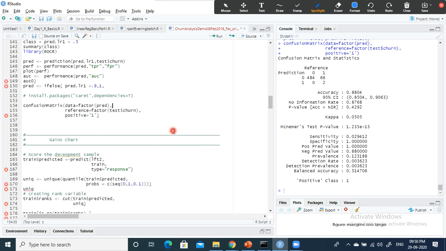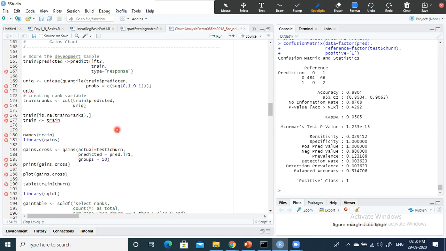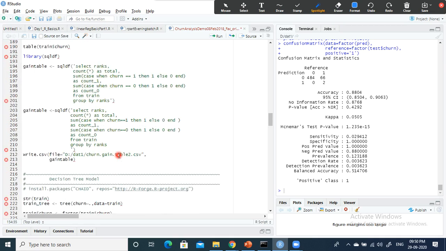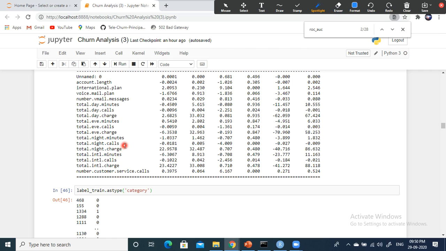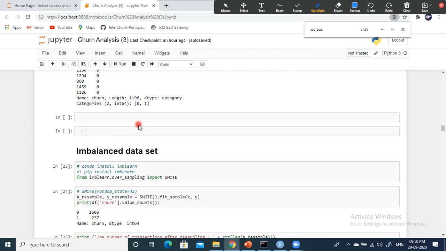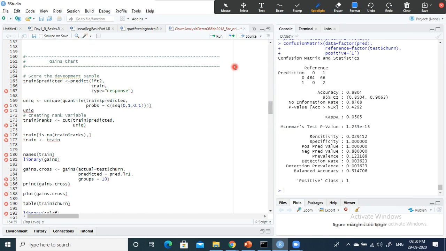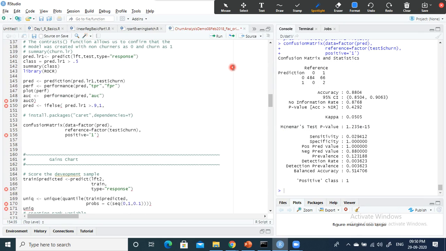Up to this, if you know as of now, that is more than sufficient. Apart from this, I will discuss the gain chart next week with this example itself. Okay, and even in Python we have a built-in package that is already available. Apart from this, we have something else called imbalanced data set. We'll discuss that in the next weekend session, and that's all.